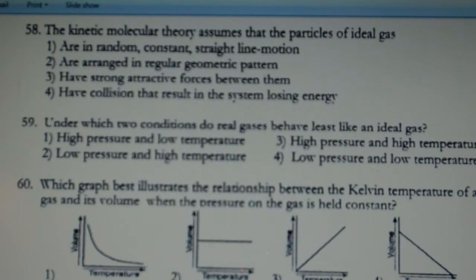If you look at the other answers, number 2, that's the definition for a solid. Number 3, that's talking about a real gas, not ideal. And number 4, it just doesn't happen.